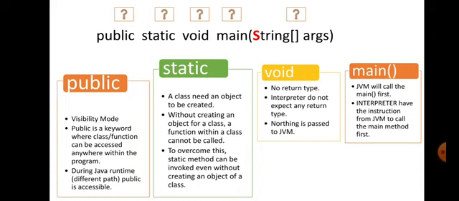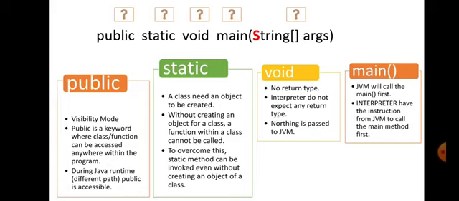Main. The Java Virtual Machine will call the main function first. The interpreter has a strict instruction from the JVM to call the main method first. So even if you have 100 methods written in a Java program, the first method that will be called is the main function. Hope you understand what is called the main function.